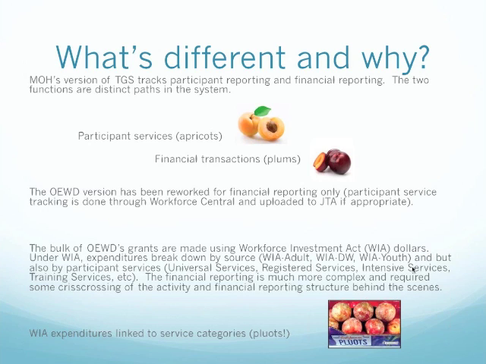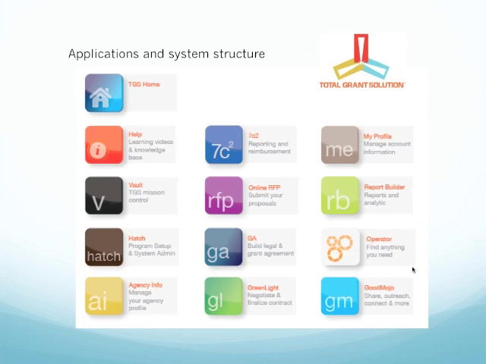But what we did is customize the newer version of TGS to allow us to track WIA dollars, which break by fund source. So either you have WIA adult, WIA dislocated worker, maybe WIA youth dollars, or all three. And within each of those sources, there are service categories as well. So really, when you're doing WIA reporting, you're crossing both boundaries between apricots and plums, and you get messy little pluots.